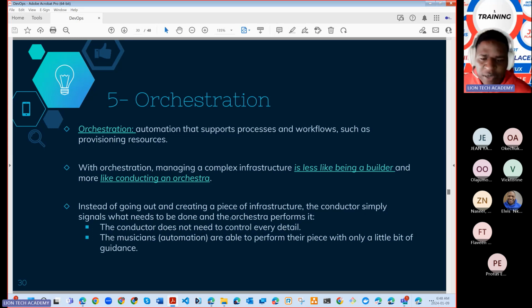So instead of going out and creating a piece of infra, the conductor simply signals what needs to be done, and the orchestra performs it, right? The conductor does not need to control every attitude. The musician automations are able to perform their piece with only a little bit of guidance.